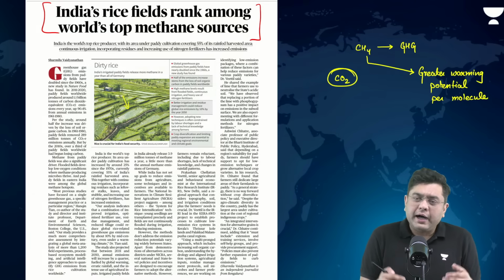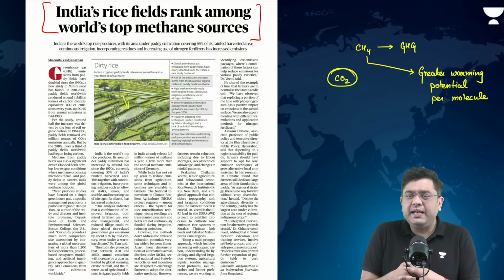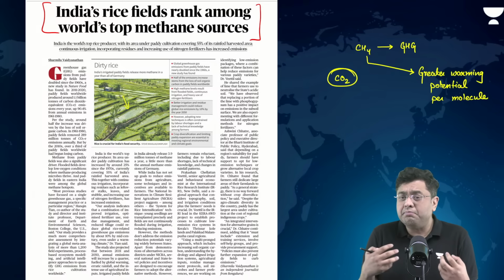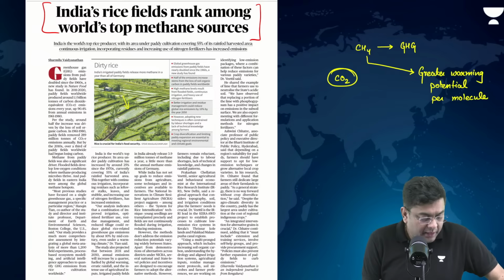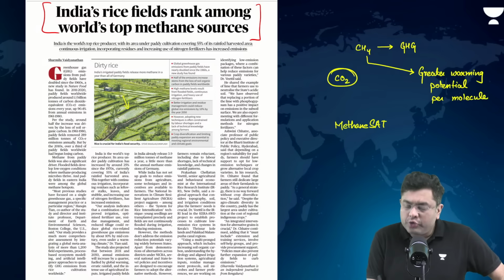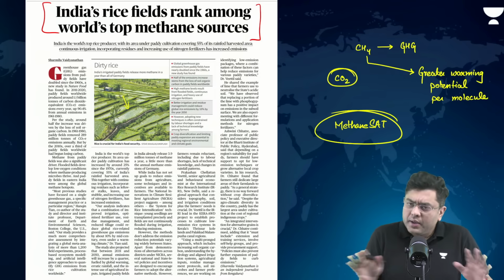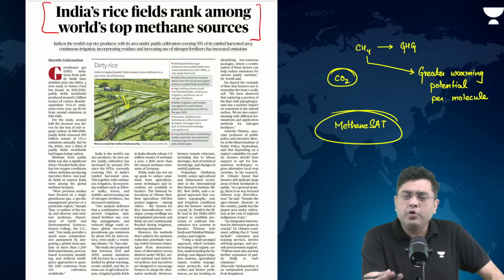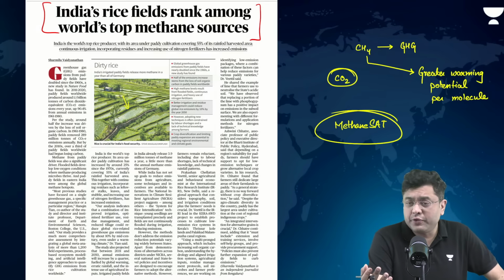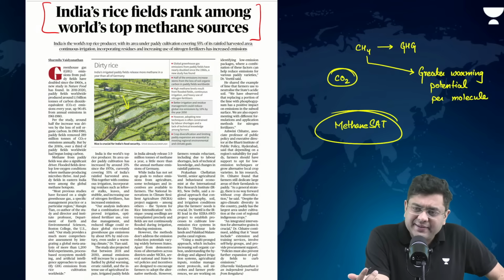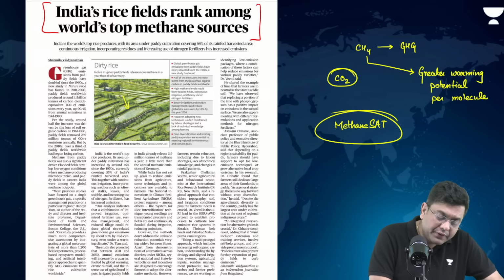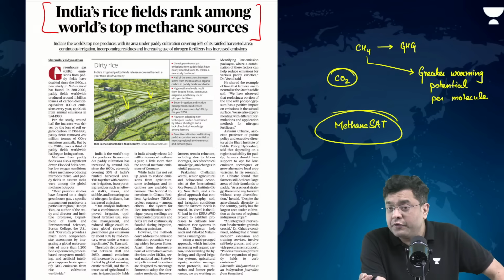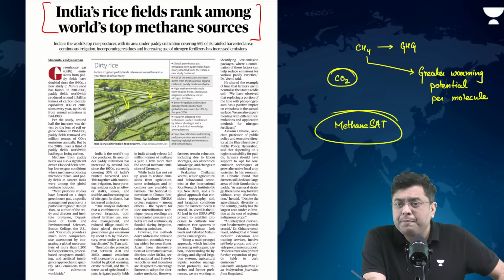Now, across the world, methane emissions are now being tracked by satellites. You have the specific satellite that is MethaneSAT, which also tracks the methane emission. This study is different. This study is basically carrying out the study of methane emissions across the world. There it has indicated that paddy fields are one of the chief sources of methane emission.